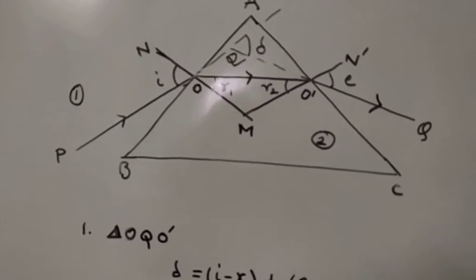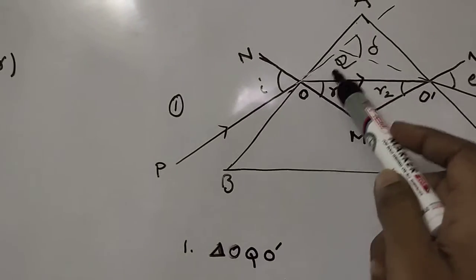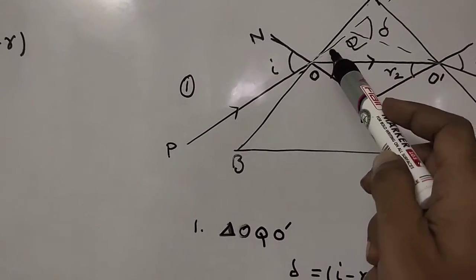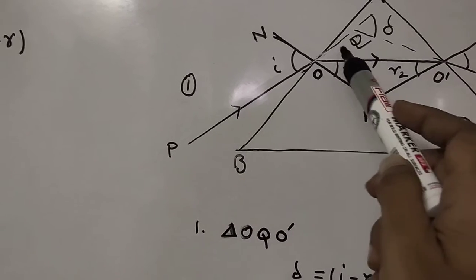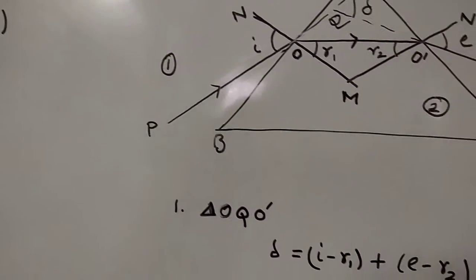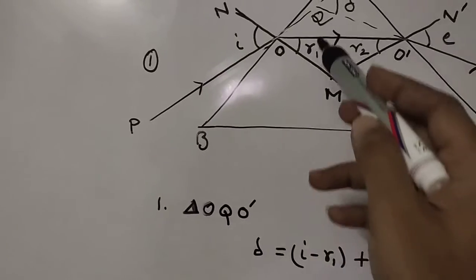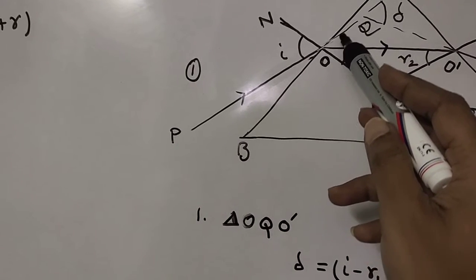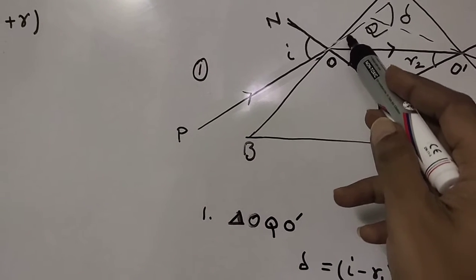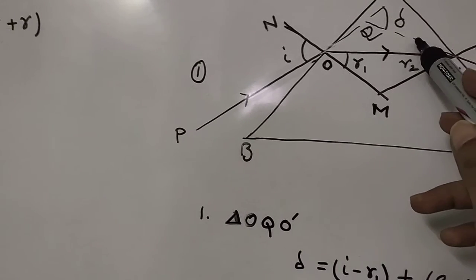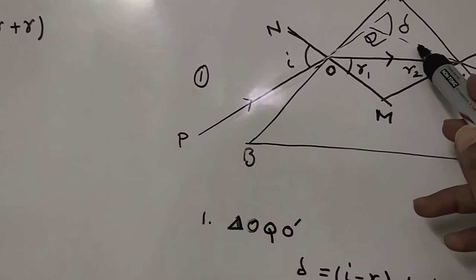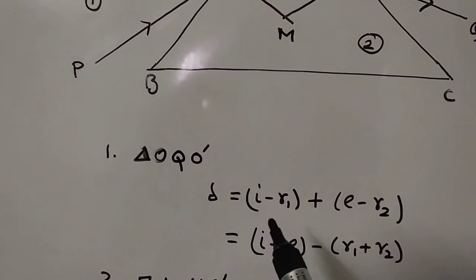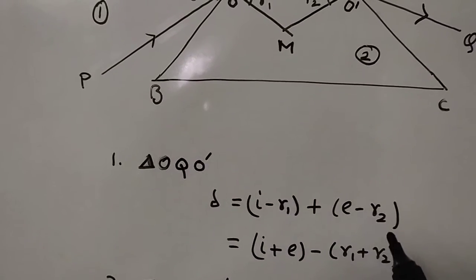Now very simple geometry. If you consider this triangle OQO dash, then this is your external angle, and these two are interior angles. The external angle is equal to the sum of the two remote interior angles. If you consider this interior angle, then this angle is I, so this angle is also I by vertically opposite angles. So this part is I minus R1. Similarly, this angle is E, also by vertically opposite angles. So this part is E minus R2. So that's why we have written delta equal to I minus R1 plus E minus R2.